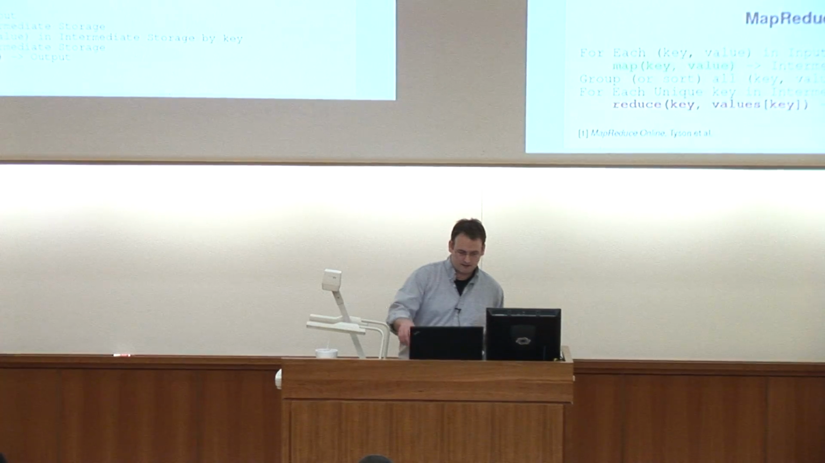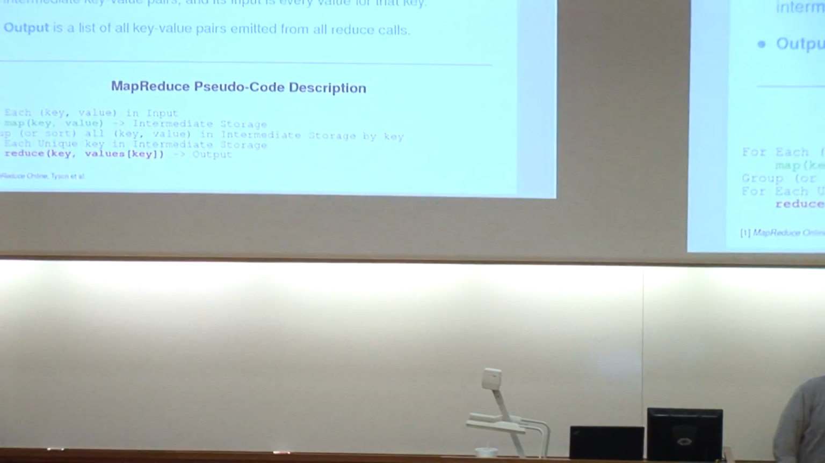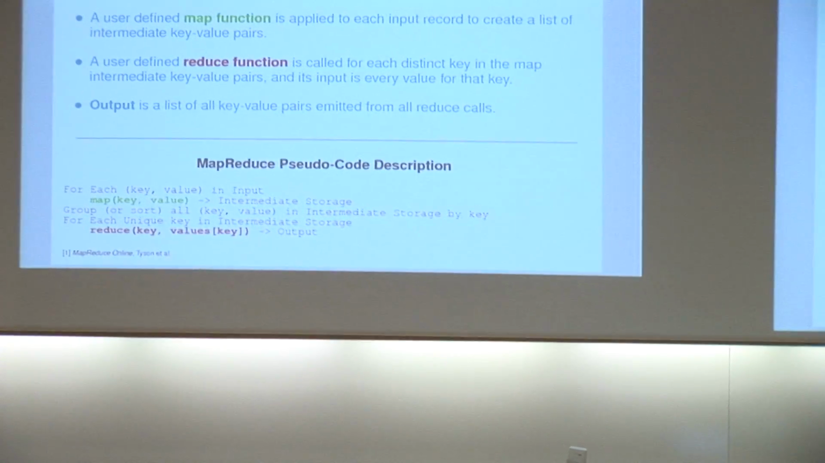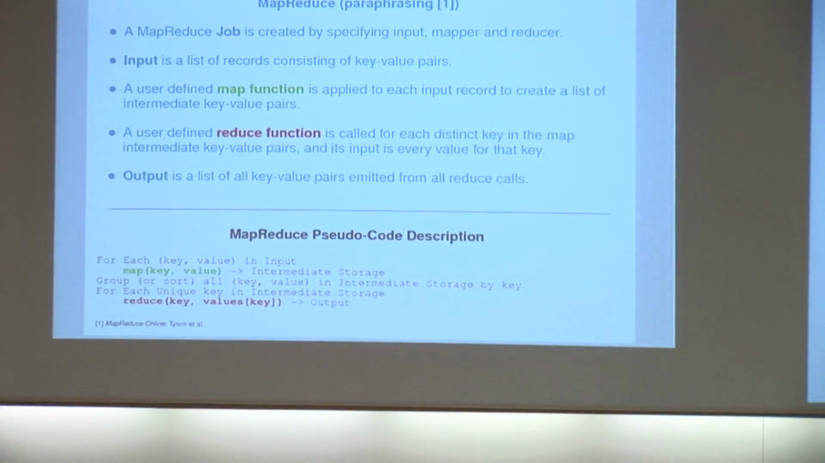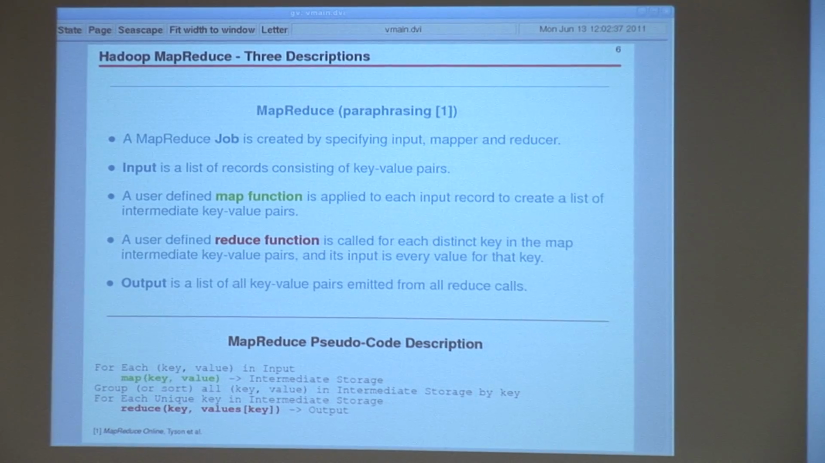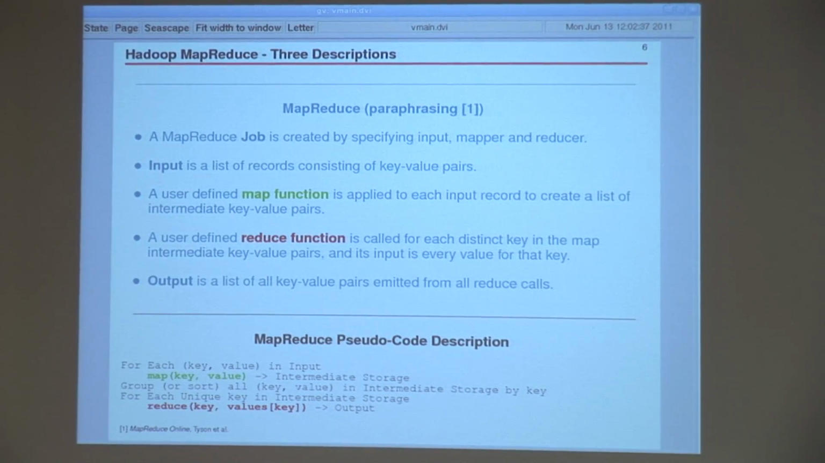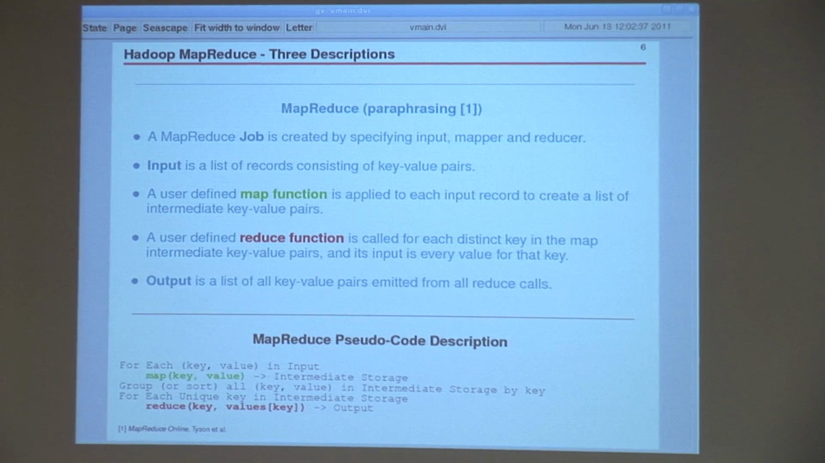Whoops, wrong way. So what is MapReduce? I'm going to give you three different descriptions. I can only think of about four different ways to describe an algorithm: a verbal description, pseudocode, a schematic, and an actual implementation. I'm going to give you the verbal description, the pseudocode, and the schematic, and then the implementation is that important.